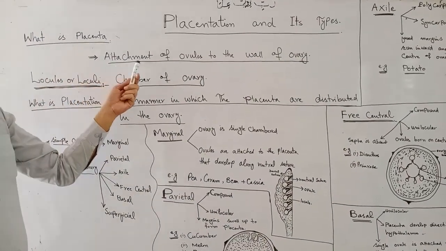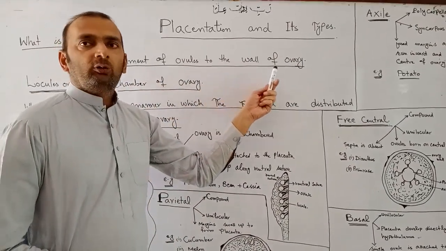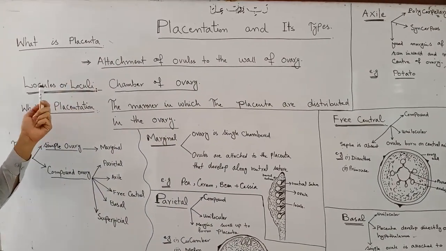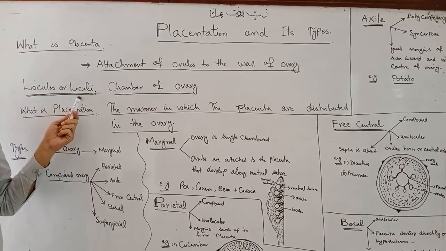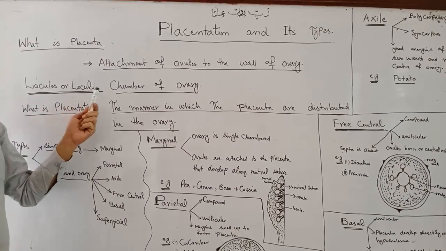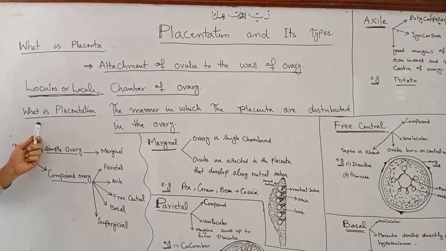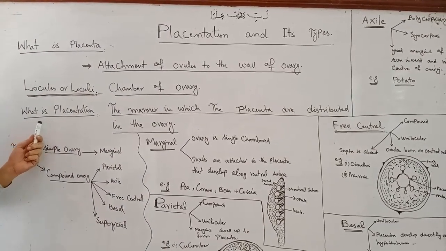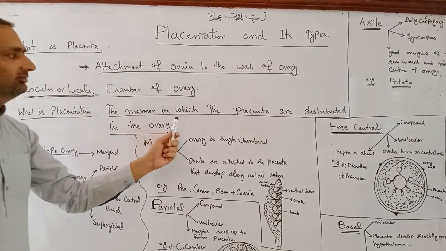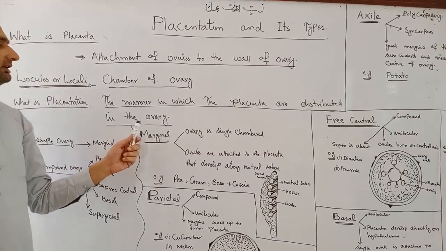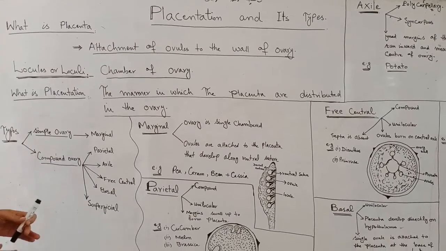Placenta is the attachment of ovule to the wall of the ovary. Whereas locules or loculi are the chambers of the ovary. Now we discuss what placentation is. The manner in which the placentae are distributed in the ovary is called placentation.